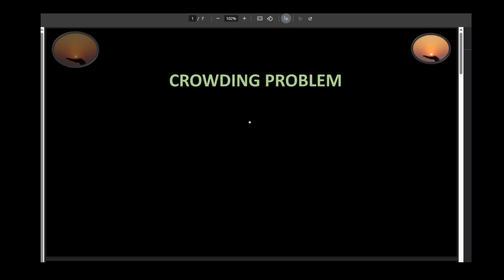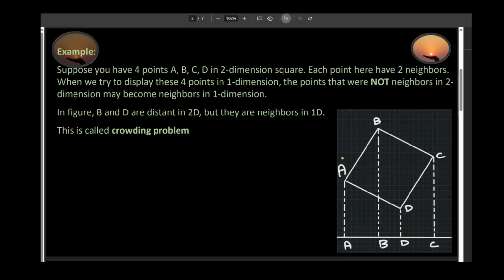Hello students, welcome back. So now we are going to be focusing our attention on the crowding problem. Suppose you have four data points A, B, C, and D in a two-dimensional square.